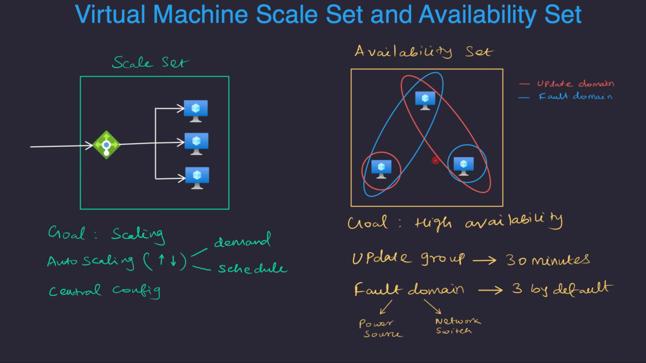I have created this diagram for simplicity, but in general when you have fault domains, you'll have 3 by default. So in this case, because we have 3 virtual machines, we'll have 3 fault domains, each with one virtual machine. But let's go with this example here.